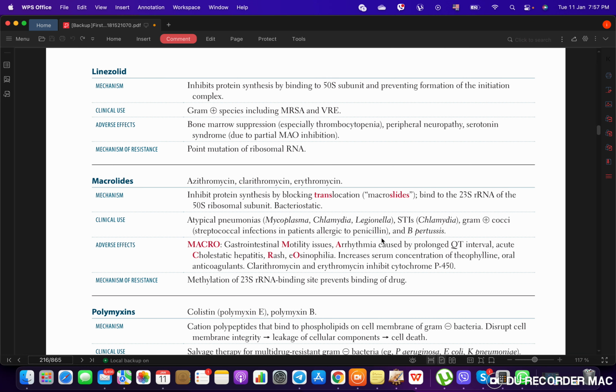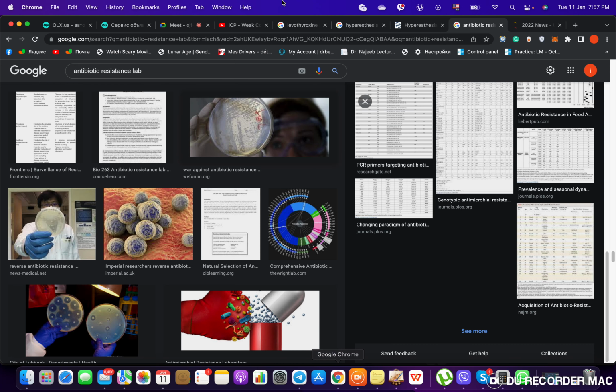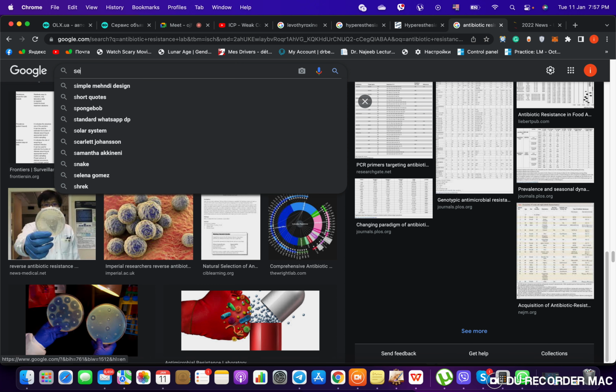Okay, so we see here adverse effects: bone marrow suppression, especially thrombocytopenia, and peripheral neuropathy and serotonin syndrome. Guys, I cannot tell you how important this is. Serotonin syndrome. Yep. Oh my God. Okay, so what is serotonin syndrome?